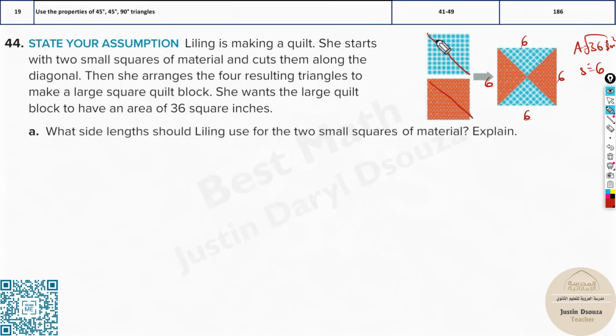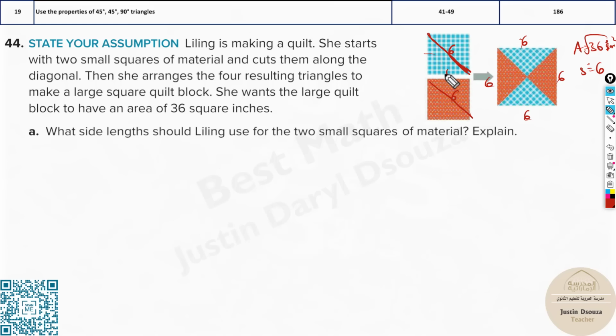Now remember guys, this 6 is not the side. That doesn't make sense because this will be the same area. So here if you have 6, what is that 6? This diagonal, because see the diagonal is cut. This will be over there. Then these are the inner sides, isn't it? So the diagonal is basically 6 and 6.